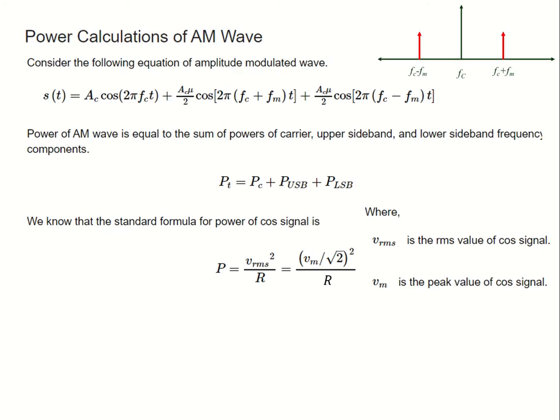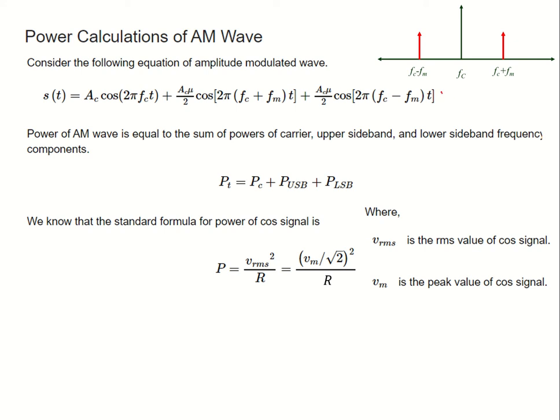Welcome back class. So we were learning about amplitude modulation, and last time we learned about double sideband and large carrier modulation, which is also called conventional modulation or full AM modulation. So now we will see how we can calculate the power of the AM modulated signal.